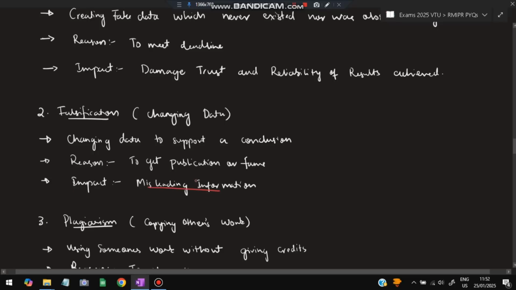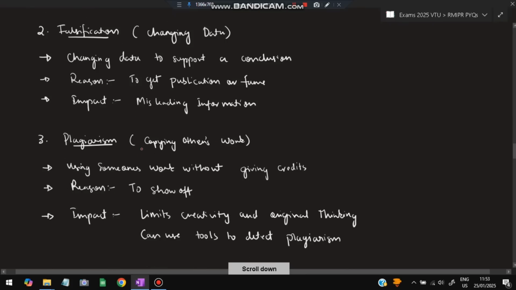Okay, impact will be there. Misleading information, again the same things. It will damage the trust and reliability, and whatever results are obtained are not usable, and further complications will be there.